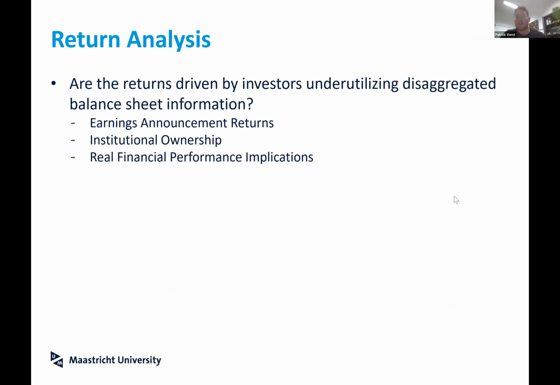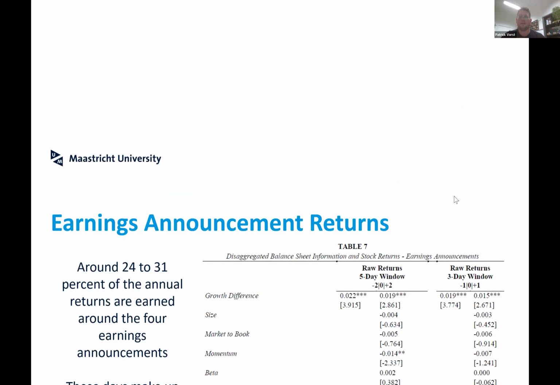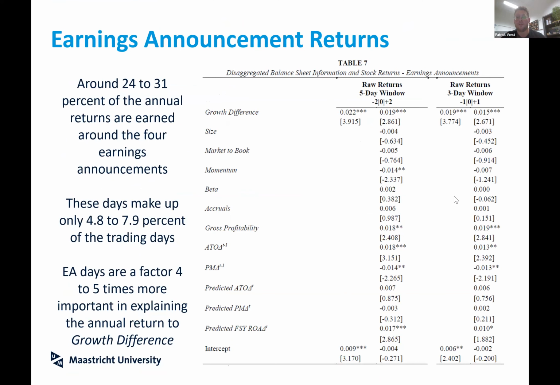So one of the other things that we try to do is see, because we argue that investors are not using this, can we find some cases where, if this is the case, this should be more likely? One of the things we look at is, are the returns concentrated around the earnings announcement? And what we find is that this is the case. So we redo the entire analysis and replace the annual buy and hold return with 3 to 5 day windows around the earnings announcement.